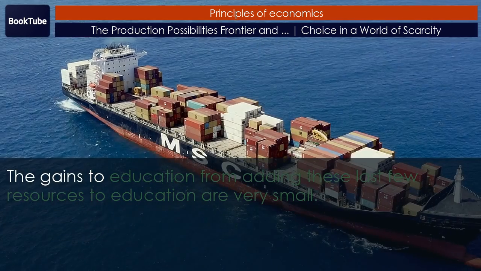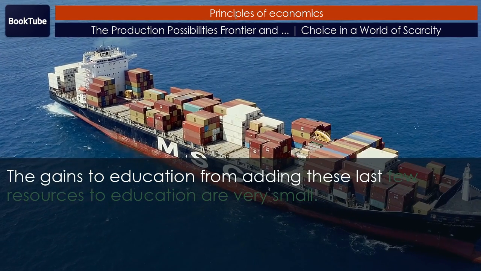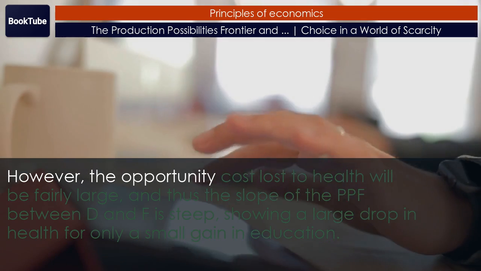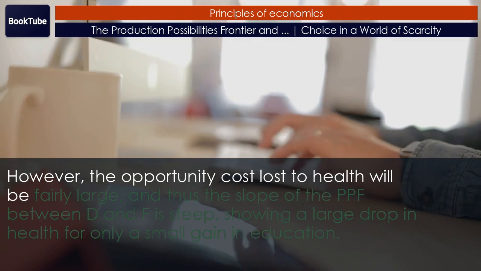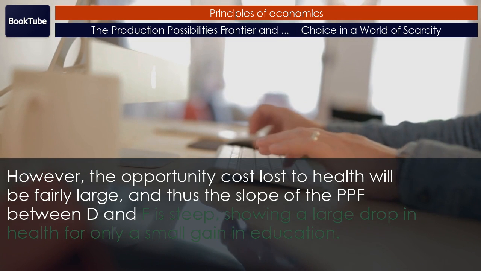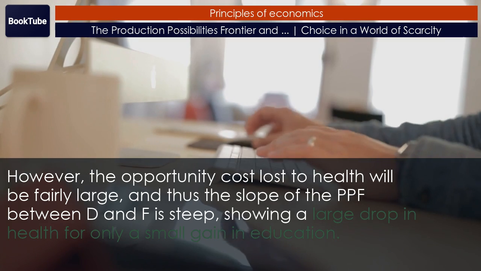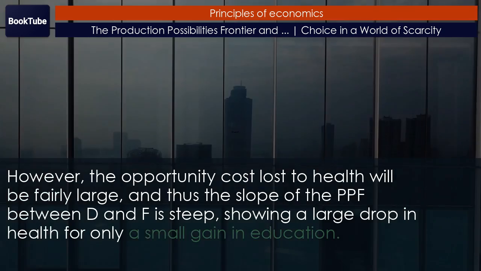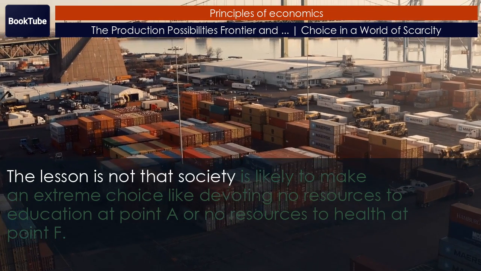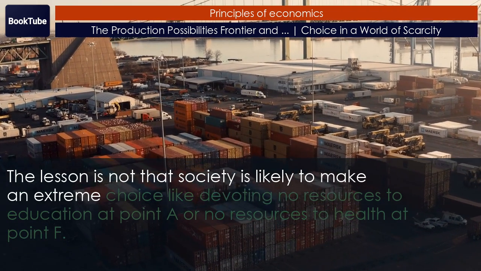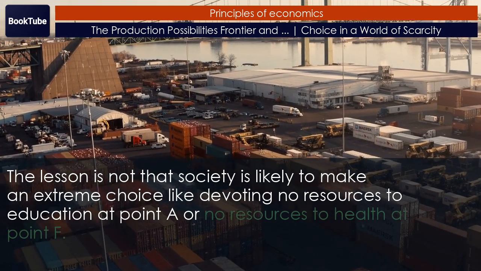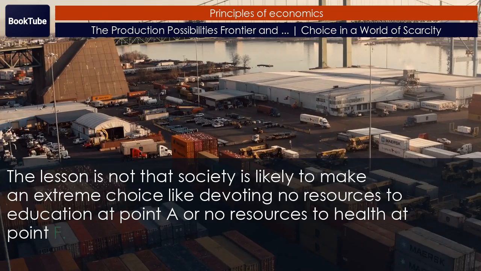The gains to education from adding these last few resources to education are very small. However, the opportunity cost lost to health will be fairly large, and thus the slope of the PPF between D and F is steep, showing a large drop in health for only a small gain in education. The lesson is not that society is likely to make an extreme choice like devoting no resources to education at point A or no resources to health at point F.